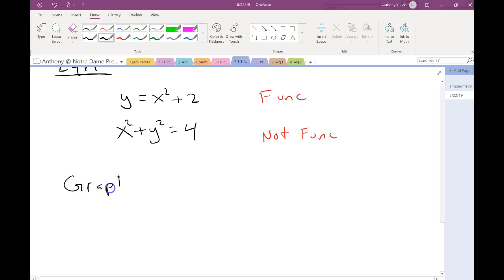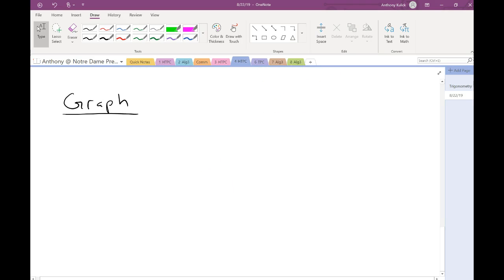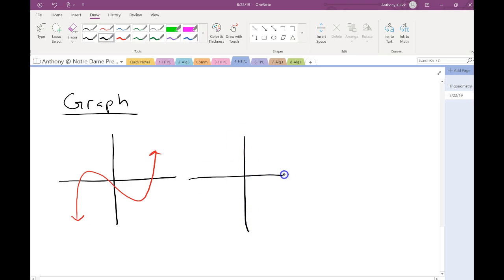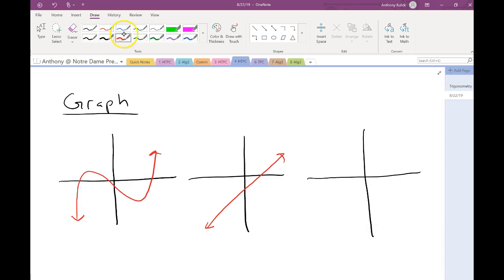So speaking of looking at the graph, you guys already mentioned that to determine whether a graph represents a function or not, we can use a vertical line test. Does everybody remember what the vertical line test is? Yeah? Okay. I'll just draw a couple of pictures here.